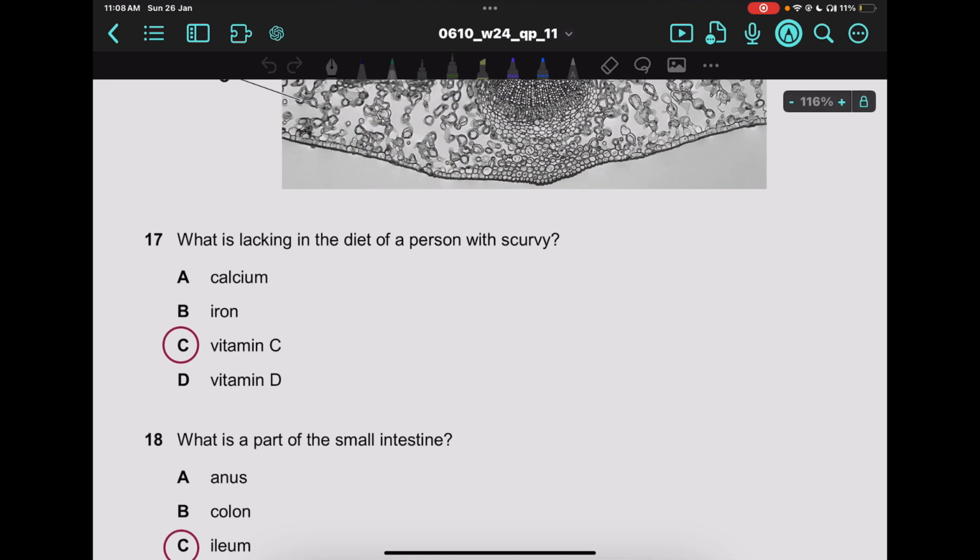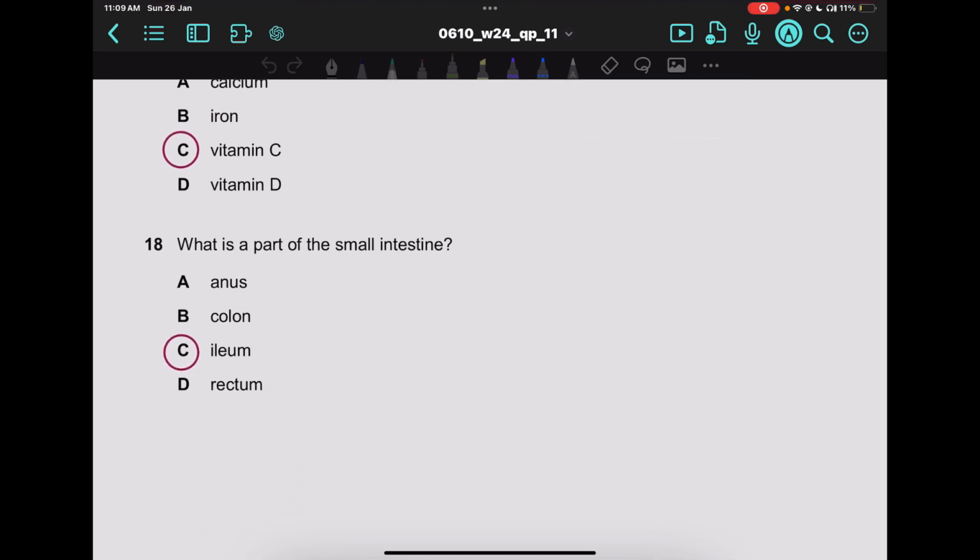What is lacking in the diet of a person with scurvy? This is vitamin C. 18. What is part of the small intestine? This is, of course, the ileum.